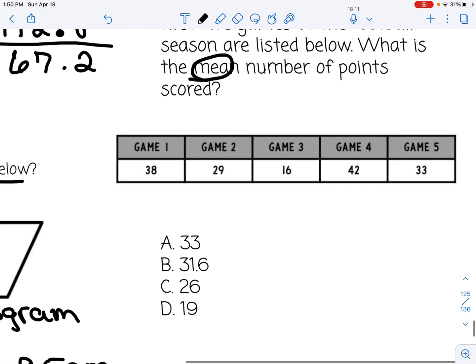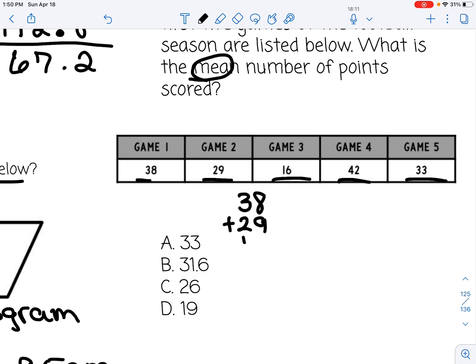All right, so remember, in the mean, we add all our numbers up and divide by how many numbers we added to get our total. So we have 38 plus 29 plus 16 plus 42 plus 33.